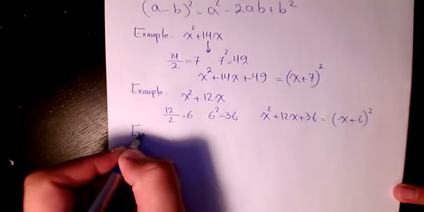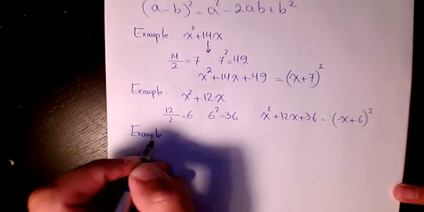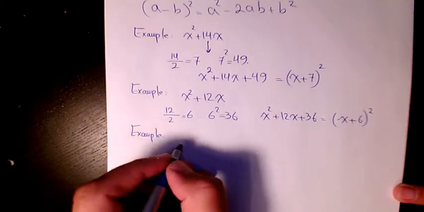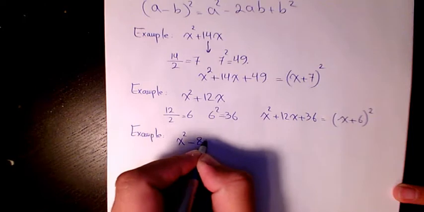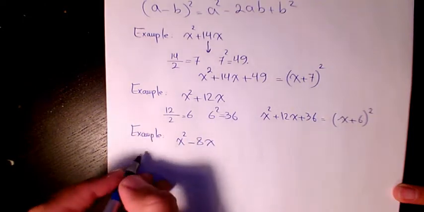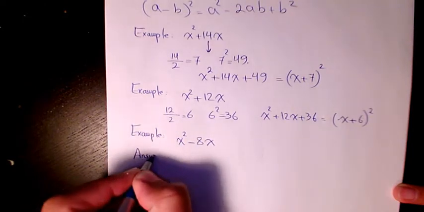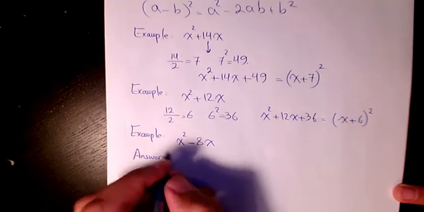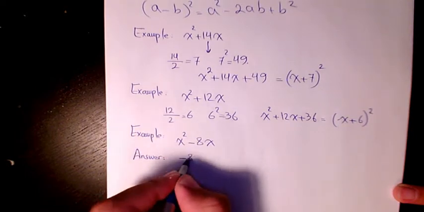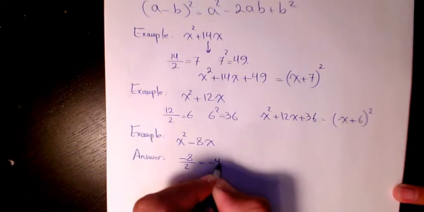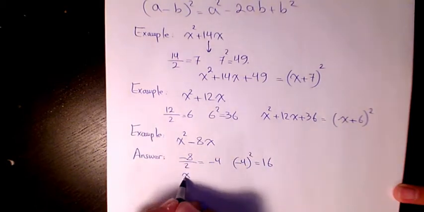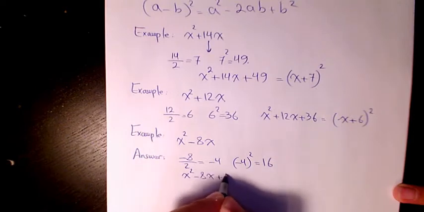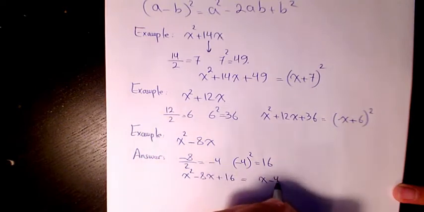Next example is x squared minus 8x. The answer is: negative 8 divided by 2 is negative 4. Negative 4 to the power of 2 is 16. So we'll have x squared minus 8x plus 16, which is (x minus 4) to the power of 2.